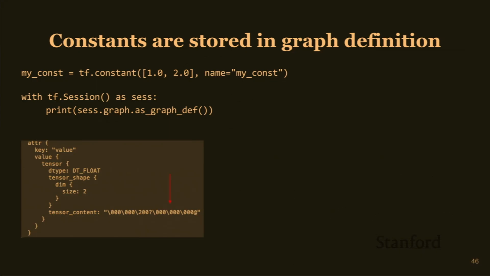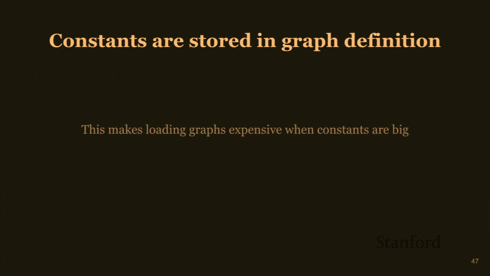The key thing is that constants are stored in the graph definition. For example, if you declare a constant and you try to print out the graph definition by calling .as_graph_def(), you can see the tensor content. So we actually store the content of the constant in the definition. The problem with that is, imagine you have a very big matrix with millions of entries in the constant.